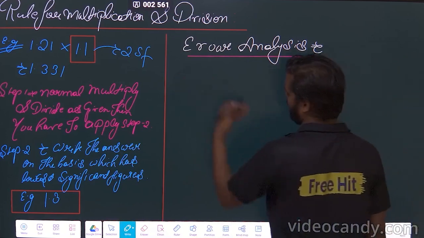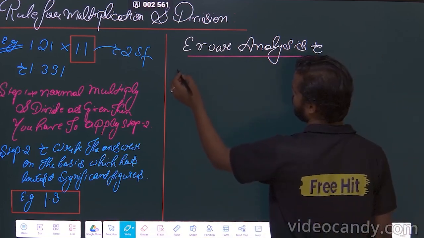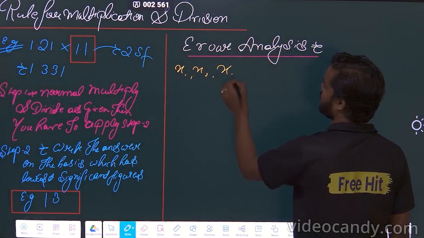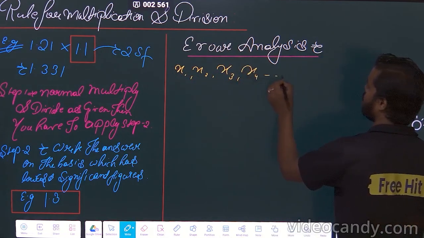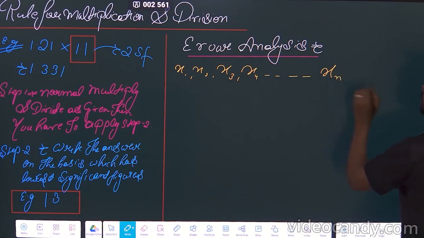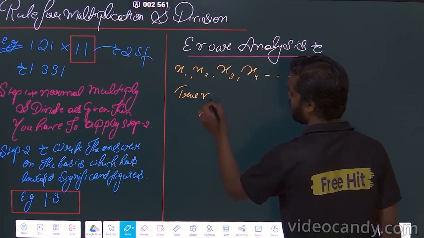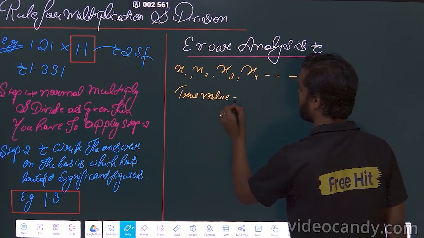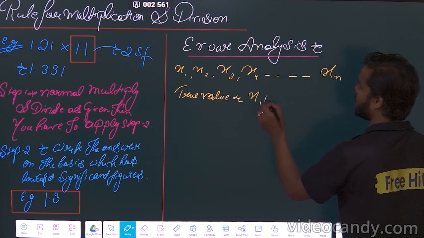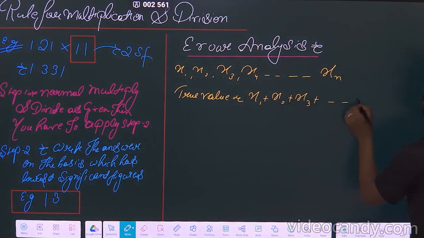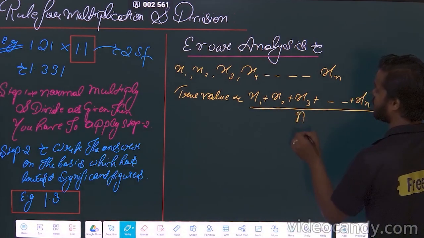Suppose someone measures the value as x1, x2, x3, x4, up to xn. These are the values which are measured. Then first you have to calculate the true value. So how to calculate the true value? The true value will simply be x1 plus x2 plus x3 up to xn, divided by n. This is my true value.